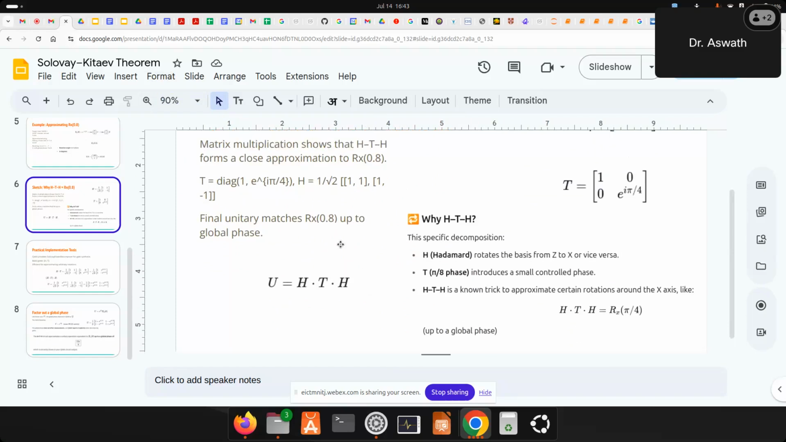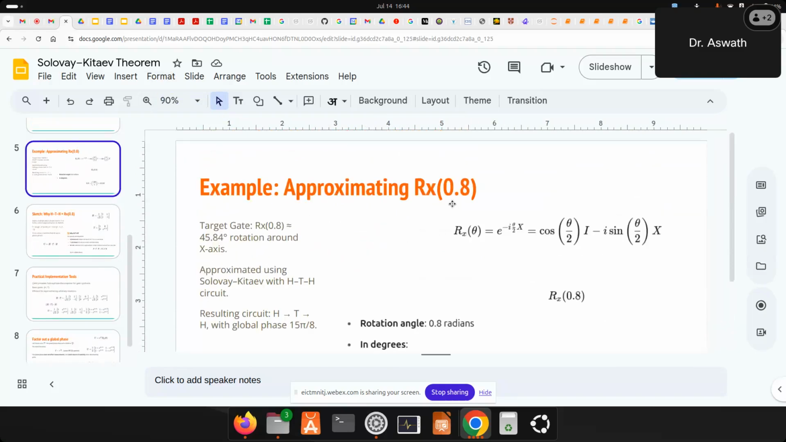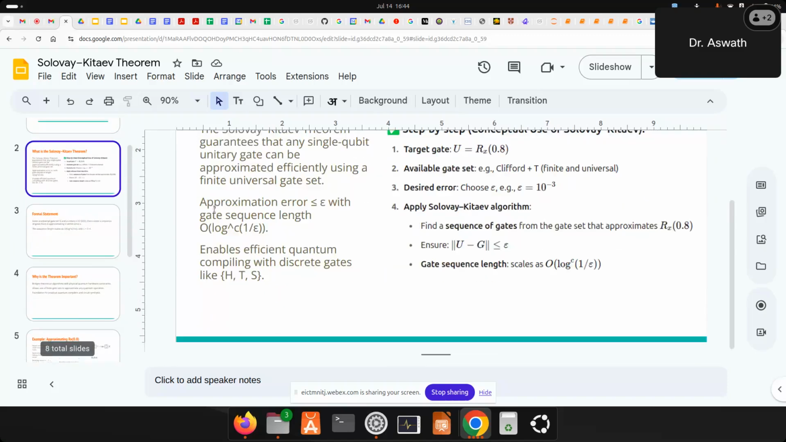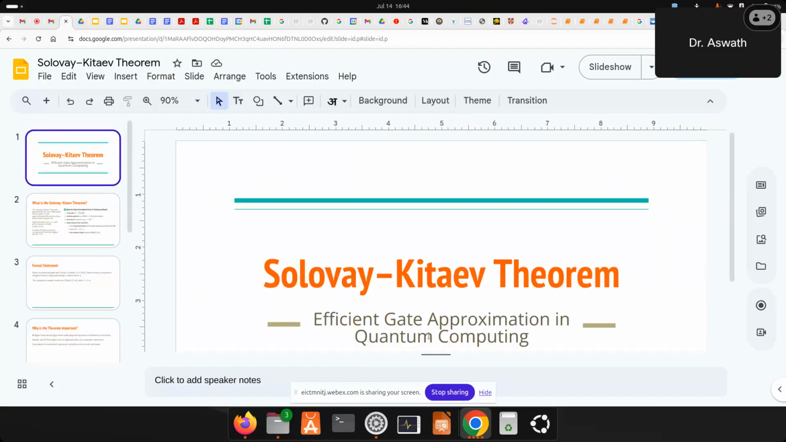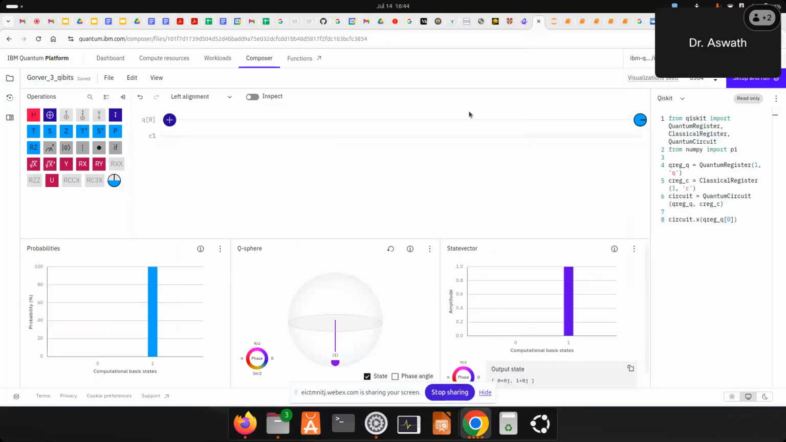This is for one particular case, like say I want to create a rotation gate about the x-axis with some angle of pi by 8. How should I realize that rotation gate using fundamental gates like H, T and H? You can do that. That is what the Solovay-Kitaev theorem helps us to do. In IBM Quantum Experience, you can cross check that.